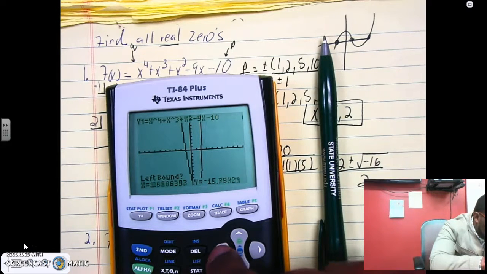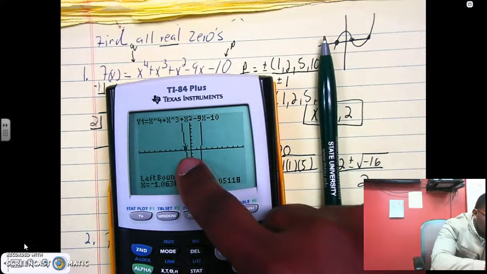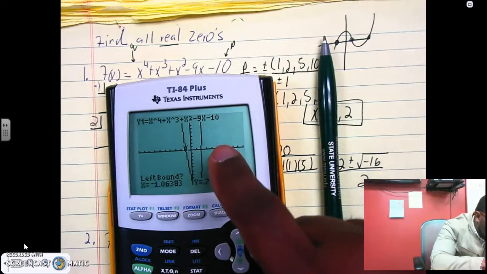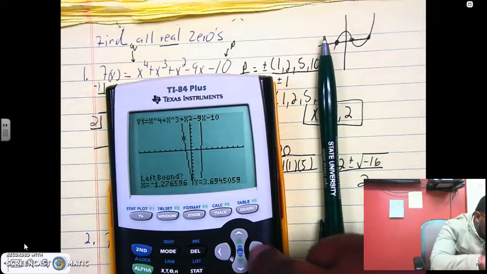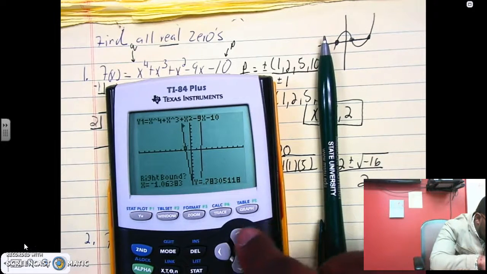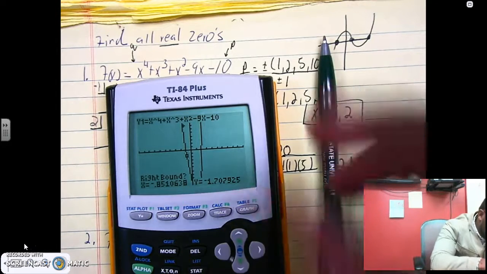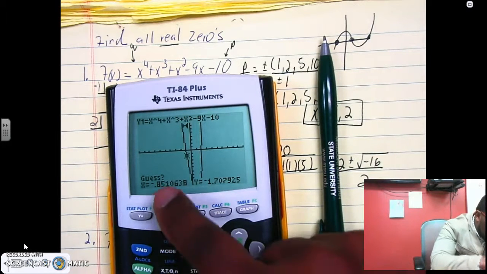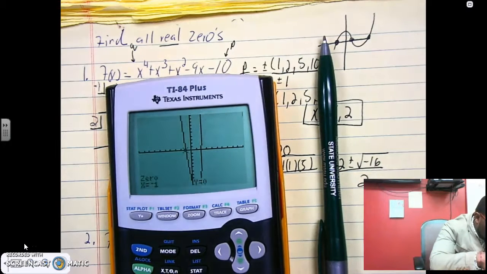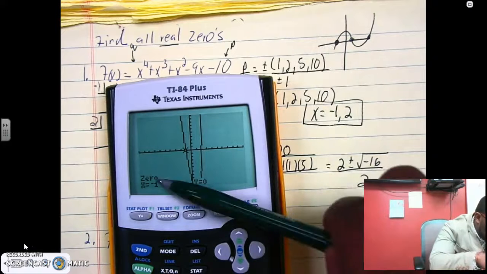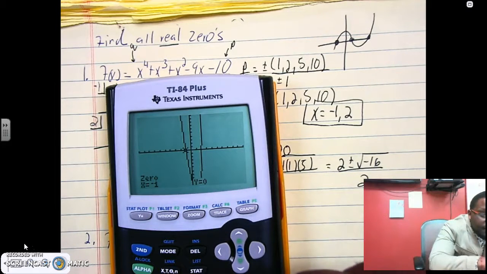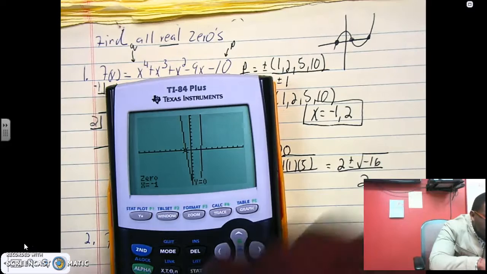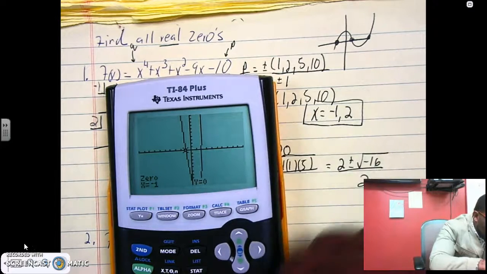So notice this calculator asked me for a left bound. So if I want to find this one for sure, I want to be on the left-hand side of that point. Well, that's too far. So I hit enter, and then it asked me for the right bound. So on the same point, I want to be on the right-hand side because the calculator is going to do a little estimate. So I hit enter. Now it asks me, do you want me to guess? Sure. Approximate it. Look at what it gives me. Negative 1, 0. I already know what my 0 is right there. And the same thing would go if I did it for the other one.